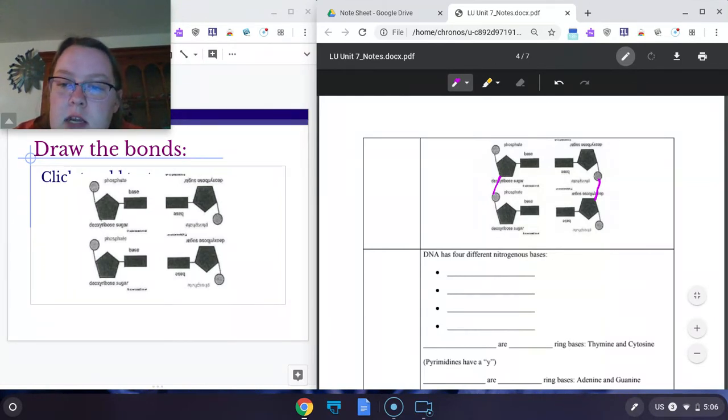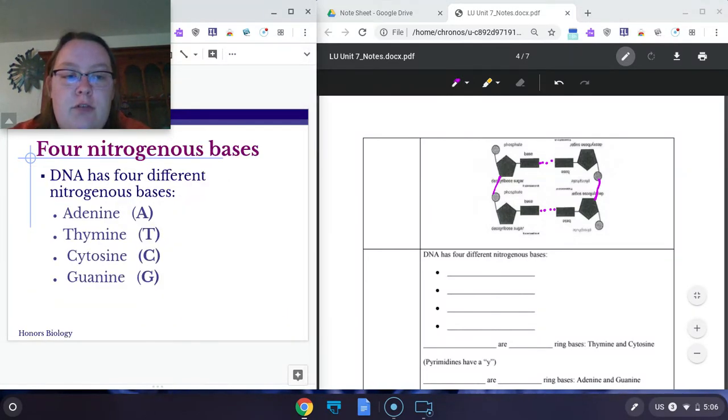In the middle, the DNA is attached with hydrogen bonds, which is a dotted line, because hydrogen bonds are very weak. And we'll talk about in our next video why it's important that bases are weakly bonded together. Now, there are 4 different types of nitrogen bases. There is adenine, which we're going to represent with the letter A.